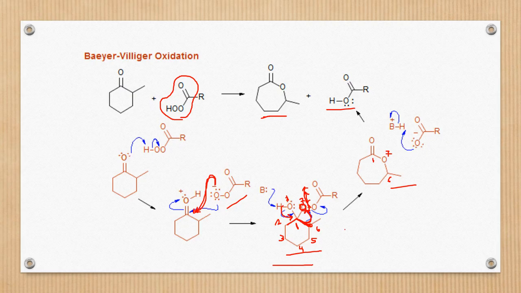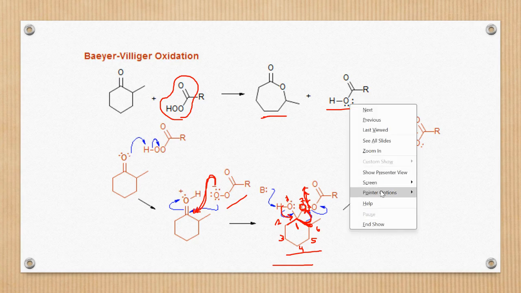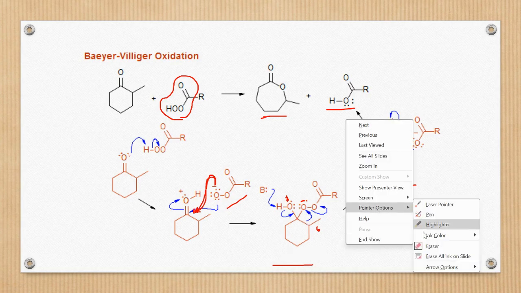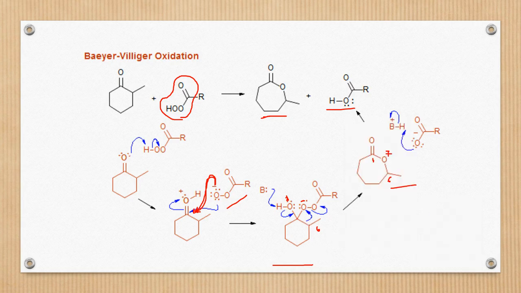That is why the carbon which is having more electron density will migrate to take up this oxygen rather than the carbon having lower electron density. So similarly at this position also, if we see that this particular carbon is moving rather than this particular carbon. Why? Because the electron density at this carbon is high due to the presence of the methyl group.